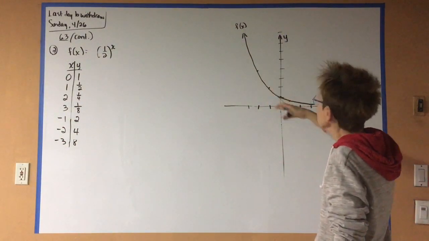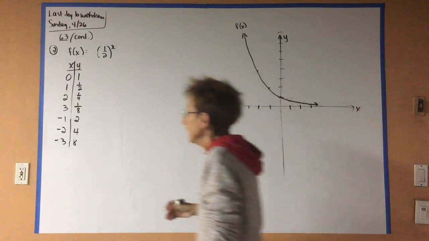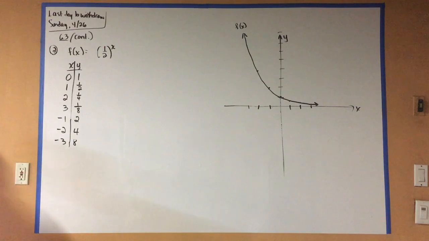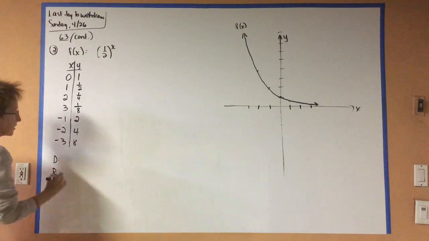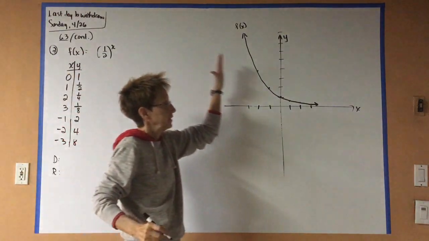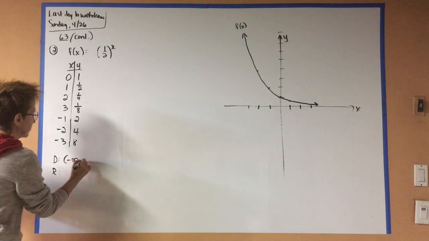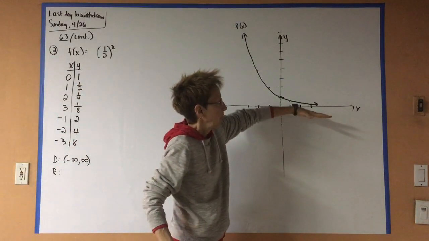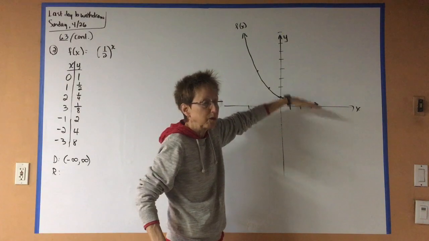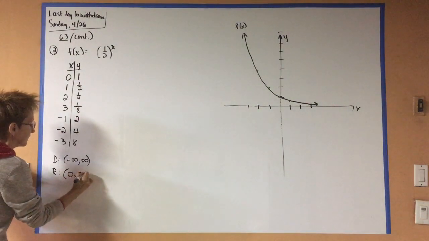So let's see. There's f of x, there's y equals (1/2) to the x power. What's its domain and range? The domain is negative infinity to positive infinity. Range: y values start at 0 but not quite 0 and go up to infinity. So parenthesis, 0 to infinity.